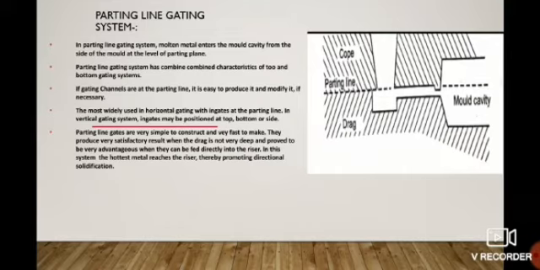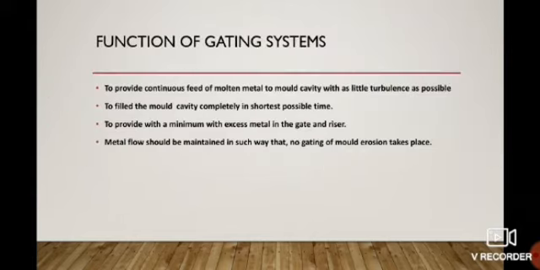Parting line gates are very simple to construct and very fast to make. They produce very satisfactory results when the drag is not very deep and prove to be very advantageous when they can fit directly into the riser. In this system, the hottest metal reaches the riser, thereby promoting directional solidification.